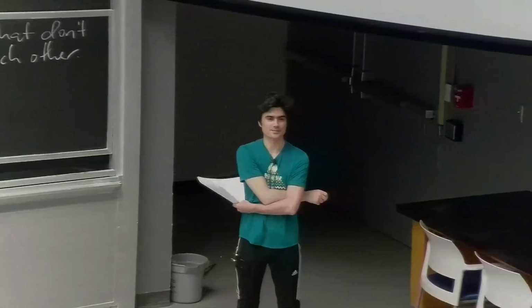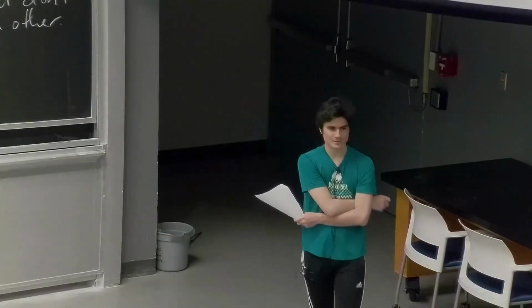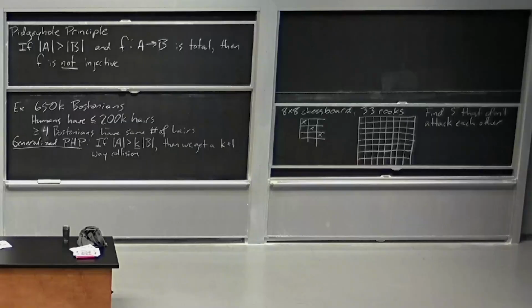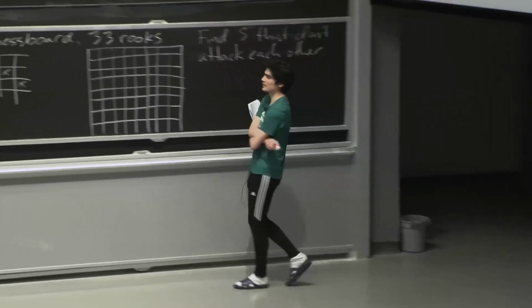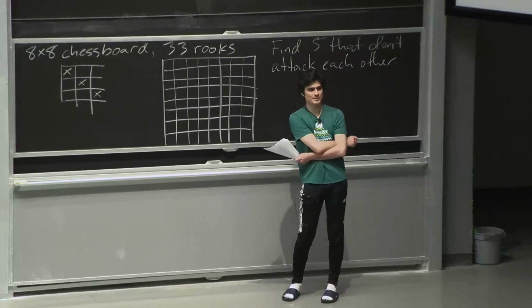So how could we do this? Any ideas? Yeah. Maybe if you place 4 rooks, they cover at most 2 to the 5 places, so that's 32. And since we have 33, there's at least 1 remaining. Okay, so the answer is if we place 4 rooks, they cover at most 2 to the 5 squares.